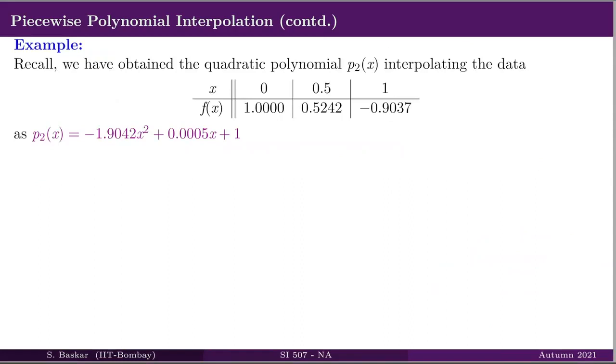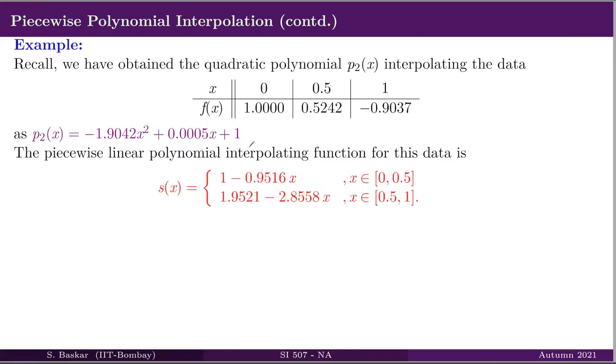Let us have an example. Recall that we have obtained a quadratic polynomial p2 of x for this data set at the beginning of this chapter, and the quadratic polynomial is given by this expression. Now you can also find a piecewise linear polynomial interpolation for this data set, where in this interval you get this expression, and in this interval you get this expression. You can just put these values in our previous formula and immediately derive these expressions.